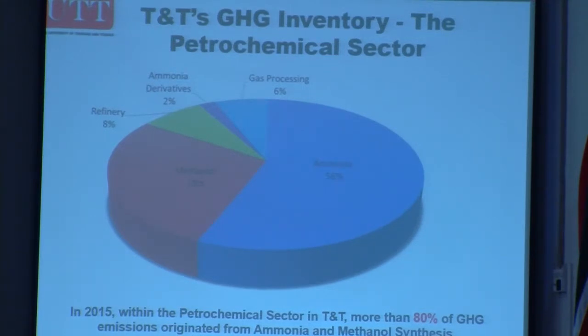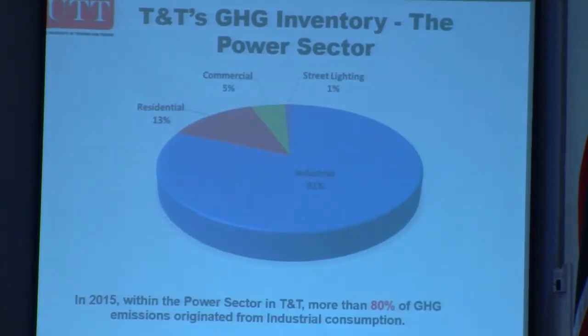And as before, these two subsectors within the petrochemical sector account for more than 80% of the greenhouse gas emissions. Let's look at the power sector a bit. And this is what I refer to as the triple 80 effect. You're seeing the third 80% here.